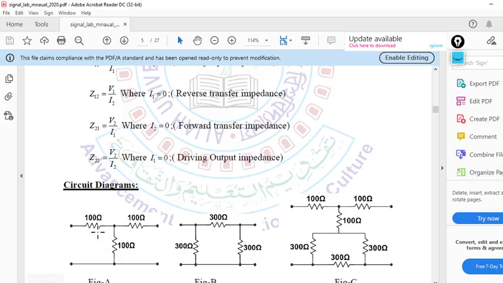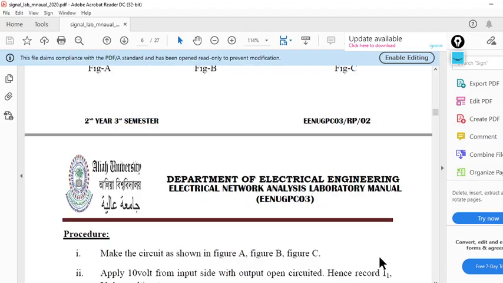So V2 by I2 is Z22, and V1 by I2 is Z12. So Z12 and Z22 you will measure when you supply here, and Z11 and Z21 you can measure when you supply on the other side. So do not open this circuit. The same thing you will do here.